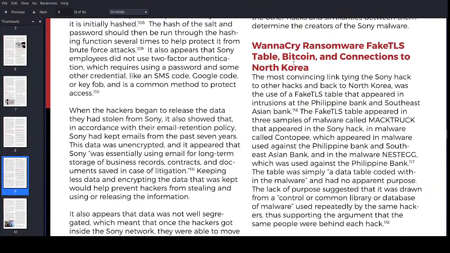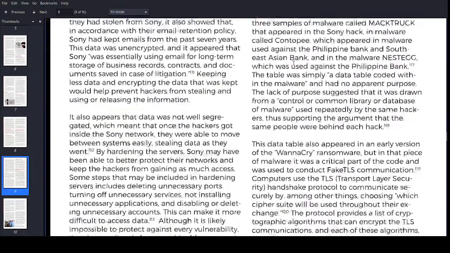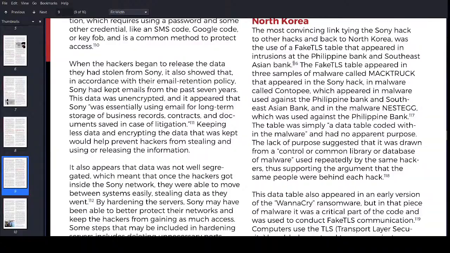WannaCry ransomware, fake TLS table, Bitcoin, and connections to North Korea. The most convincing link tying the Sony hack to other hacks and back to North Korea was the use of a fake TLS table that appeared in intrusions at the Philippines Bank and the Southeast Asian Bank. The fake TLS table appeared in 3 samples of the malware called MacTruck.